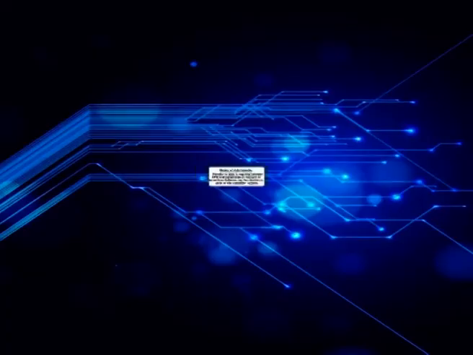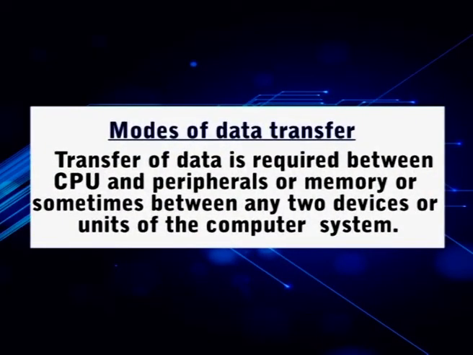Now, we will discuss modes of data transfer. Transfer of data is required between the CPU and peripherals or memory, or sometimes between any two devices or units of the computer system. To transfer data from one unit to another, one should be sure that both units have proper connection and, at the time of data transfer, the receiving unit is not busy. This data transfer within the computer is an internal operation.